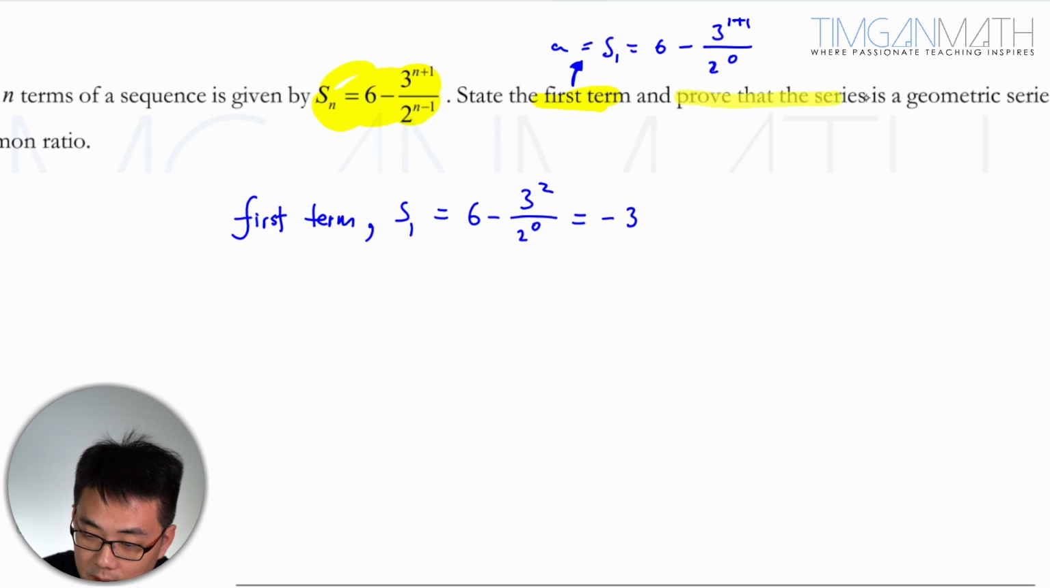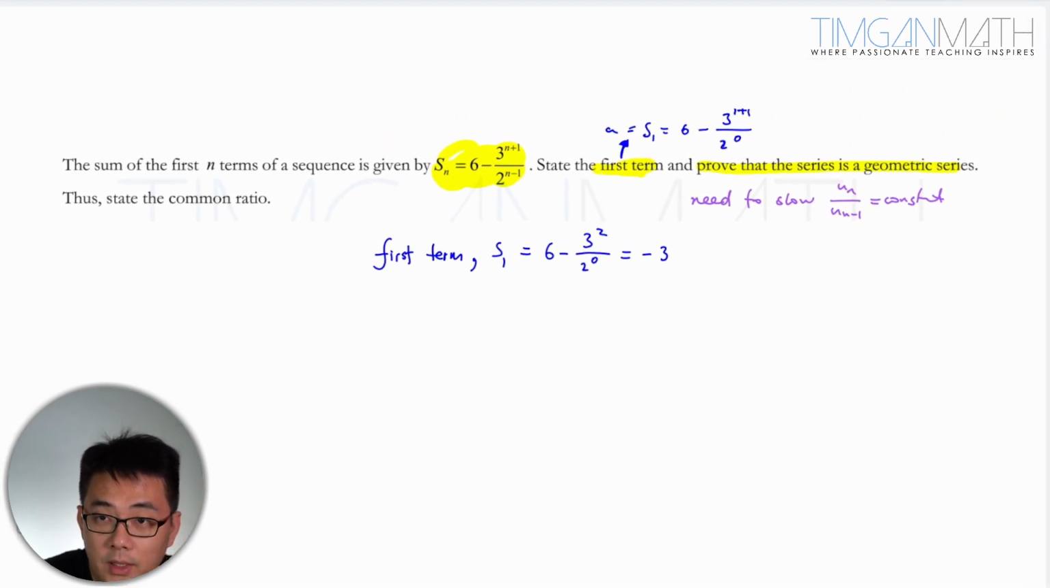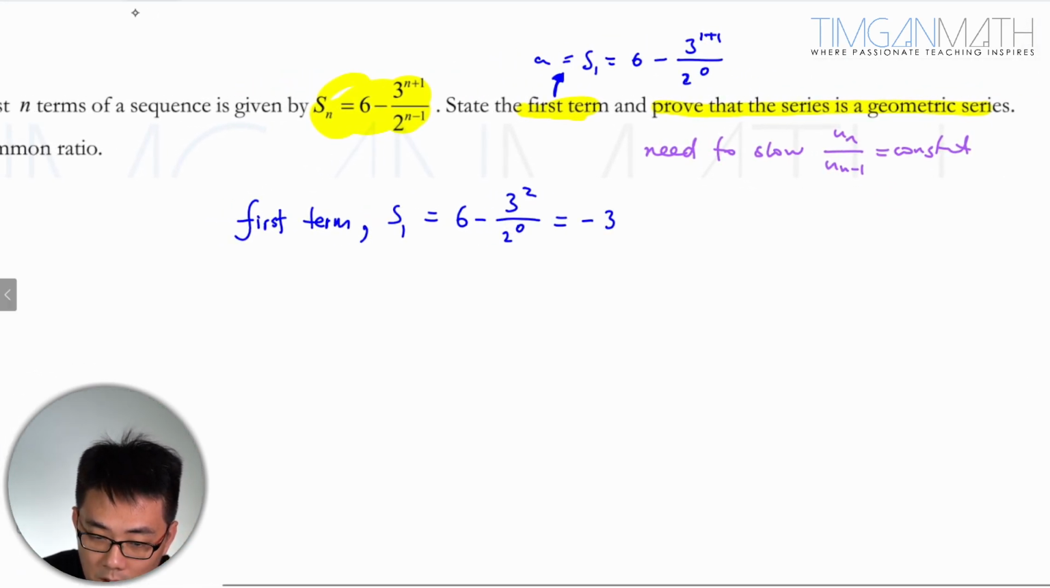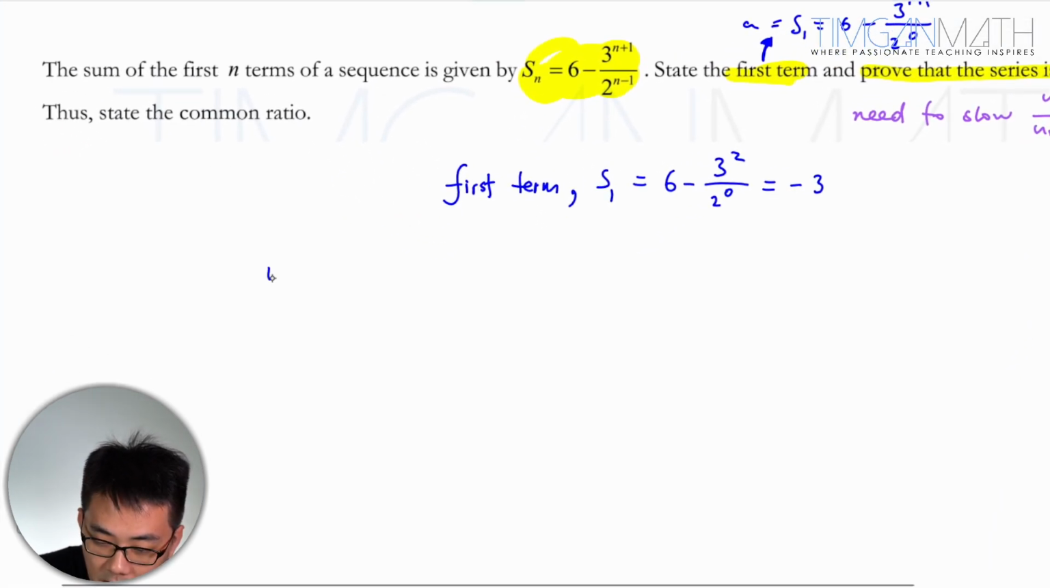What we need to do is just show that un over un minus 1 is constant. Okay, we need to show that this is a constant. So you just find un first. Un will be the same thing. Un, the nth term, is equal to Sn minus Sn minus 1.